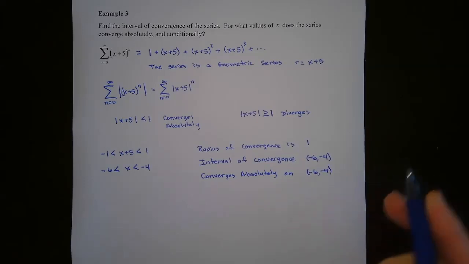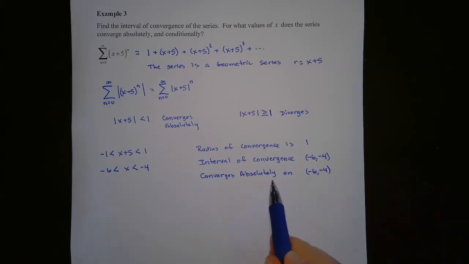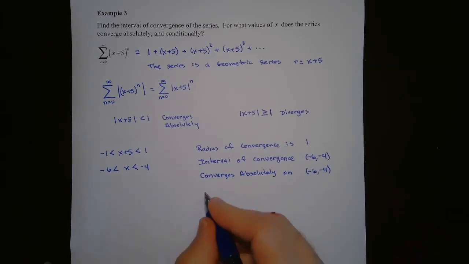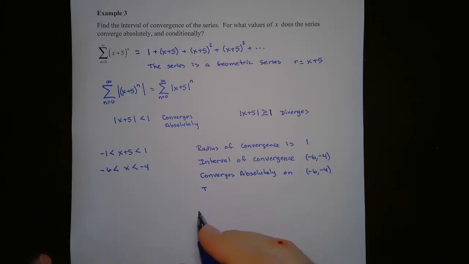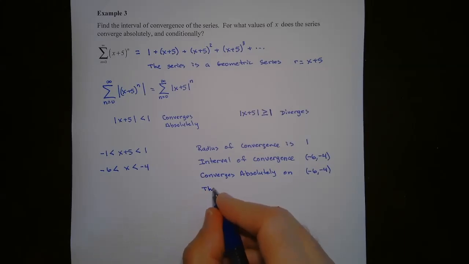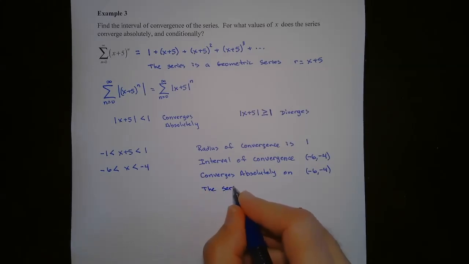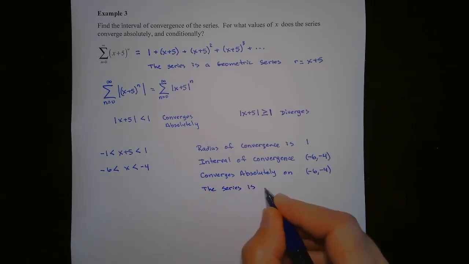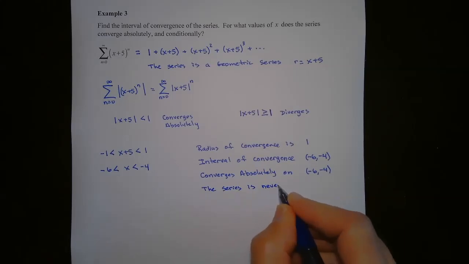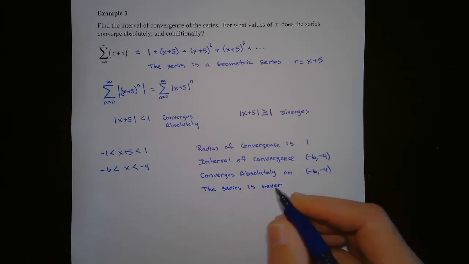For geometric series, the interval of convergence and where it converges absolutely are going to be the same thing. And then the series is never conditionally convergent. There are no x values on which the series converges conditionally. The series is never conditionally convergent.